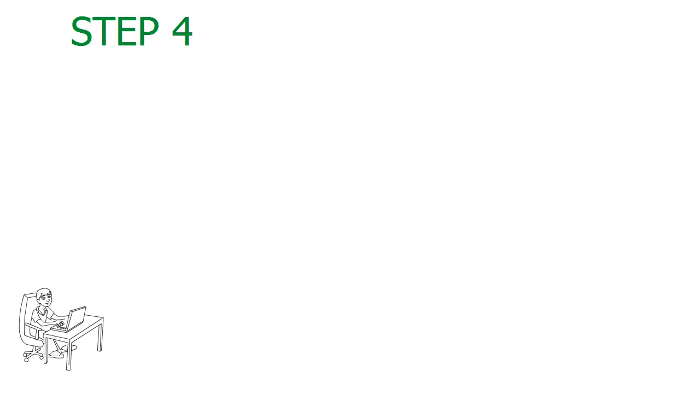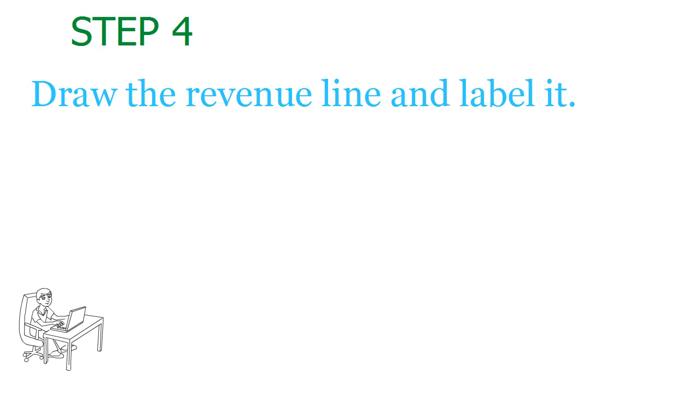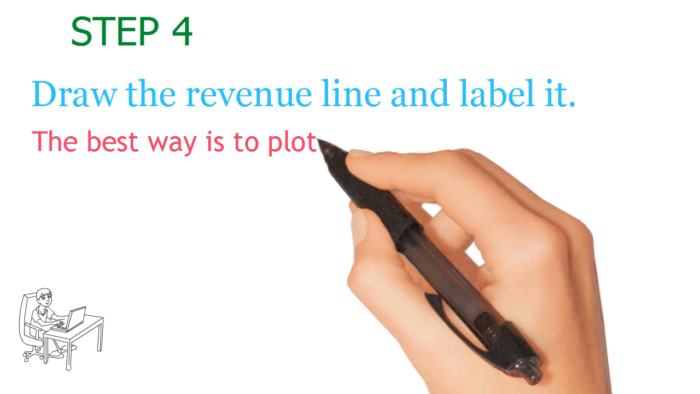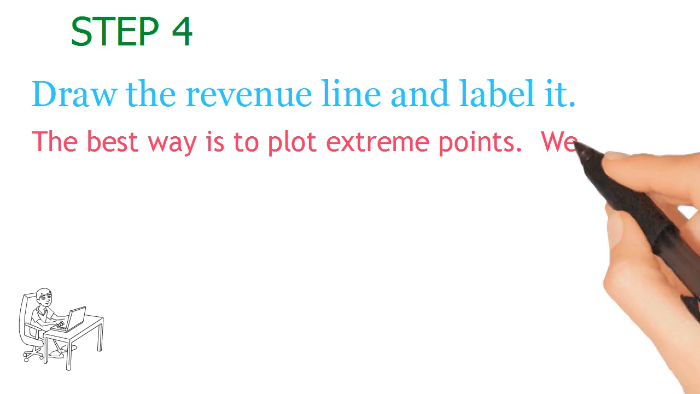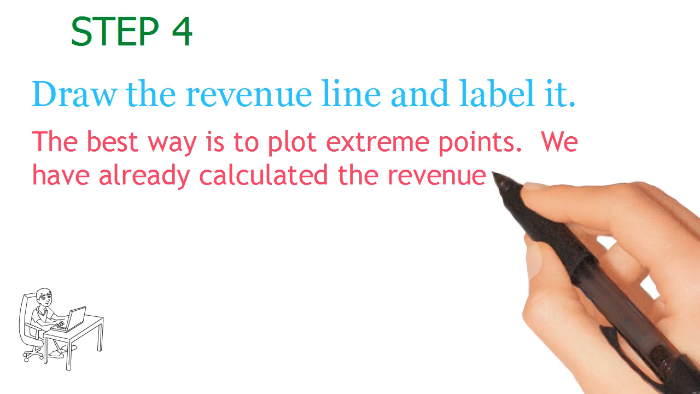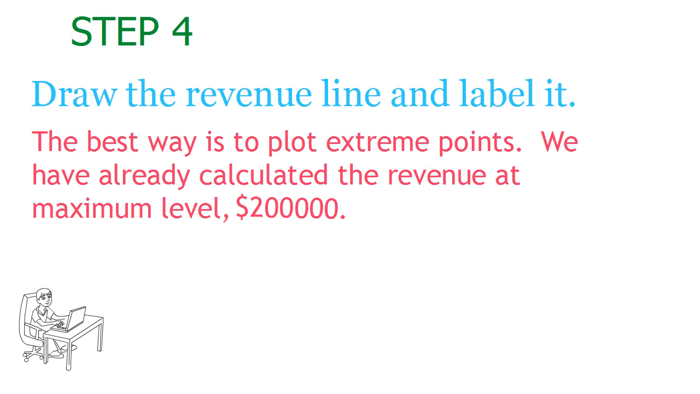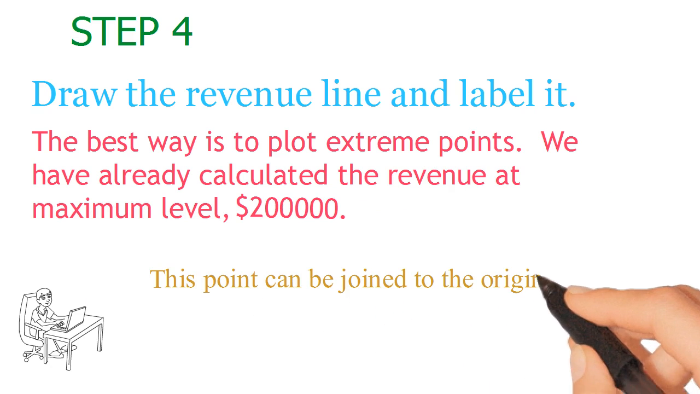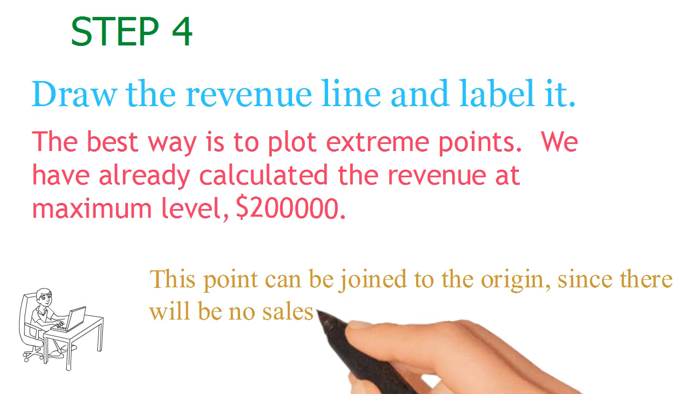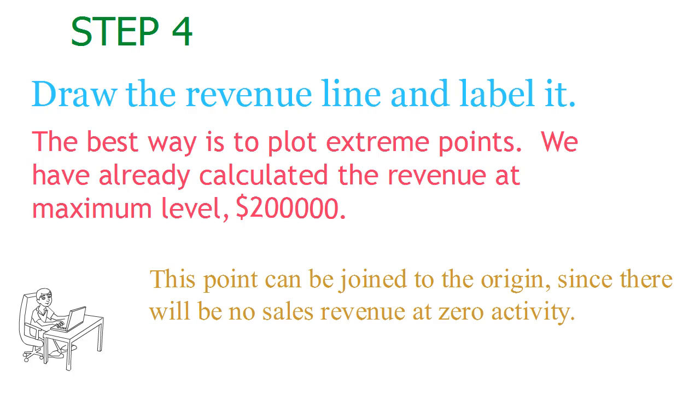Step 4. Draw the revenue line and label it. The best way is to plot extreme points. We have already calculated the revenue at maximum level, $200,000. This point can be joined to the origin, since there will be no sales revenue at zero activity.